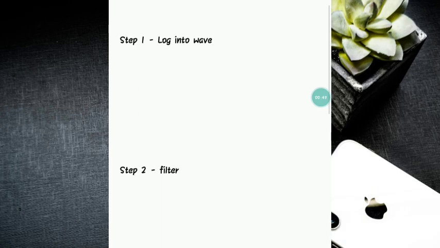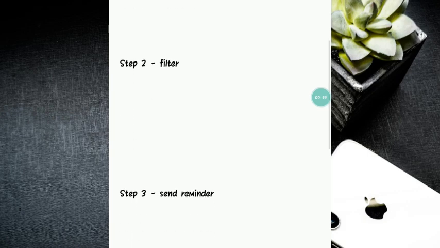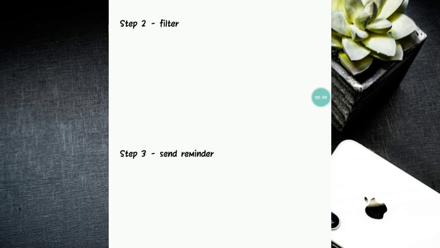For each outstanding invoice, you can take actions directly from this page. So to send a reminder, just click the drop-down arrow beside the invoice and choose Send Reminder. Wave will automatically generate a polite email with payment details.